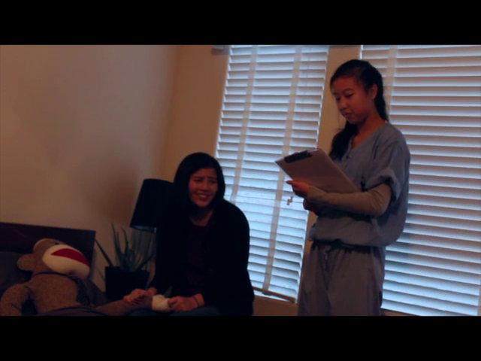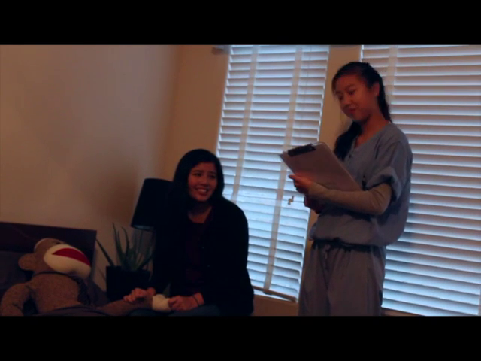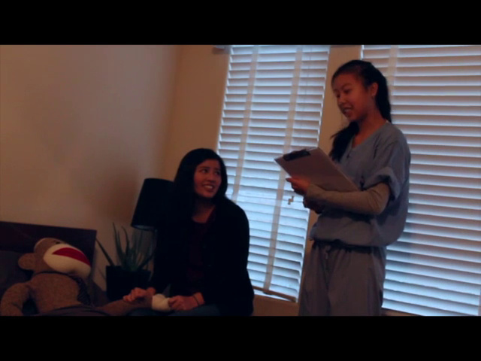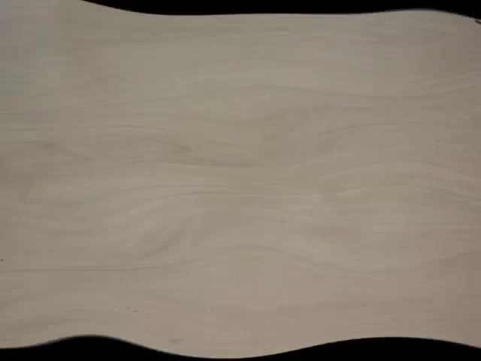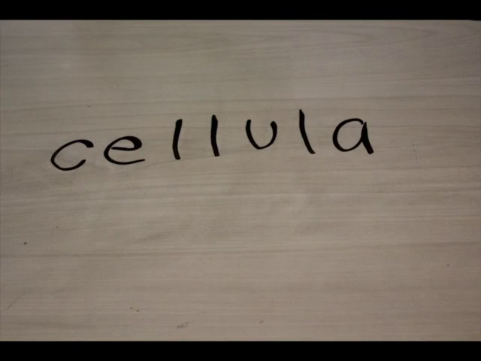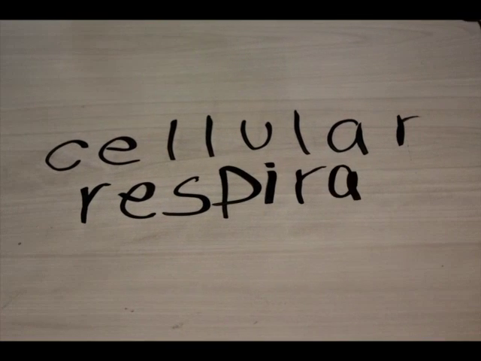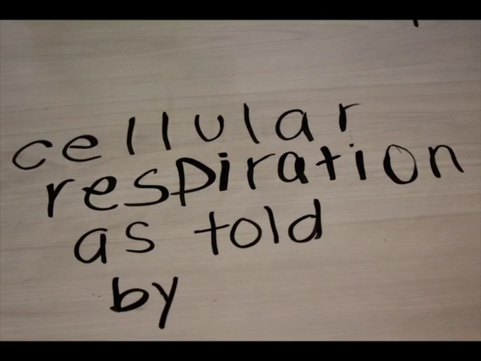Cellular respiration? What is that? Well, your body has a process called cellular respiration that helps produce energy with oxygen and glucose. To start cellular respiration off, we have glycolysis. This takes place in the cytoplasm of a cell.